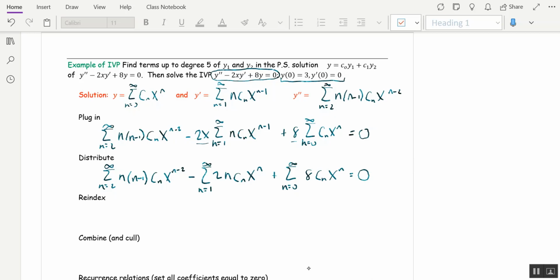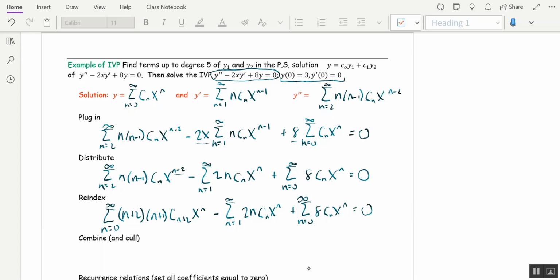Okay, reindex. So the only one we have to reindex is the first one. This is a minus 2, so I need to add 2, so I subtract 2 down here. So this will start at 0, and it'll be n plus 2, n plus 1, cn plus 2, x to the n, and then the other two power series don't change.